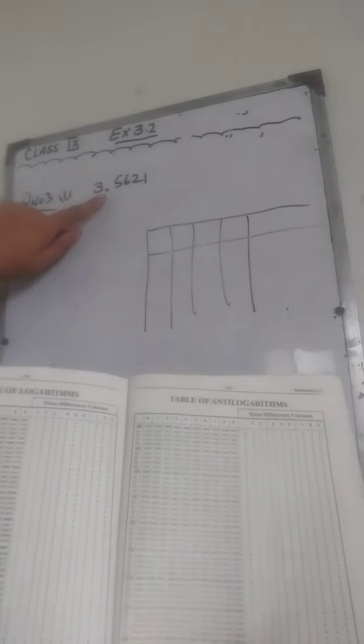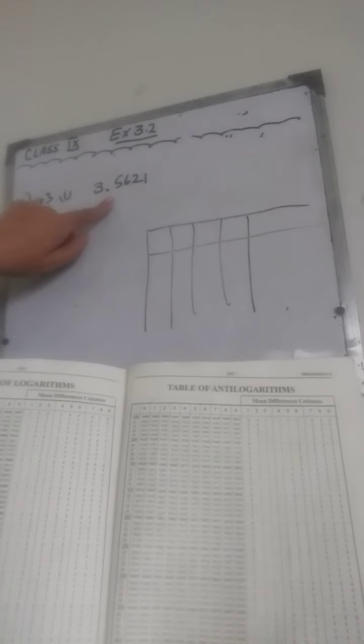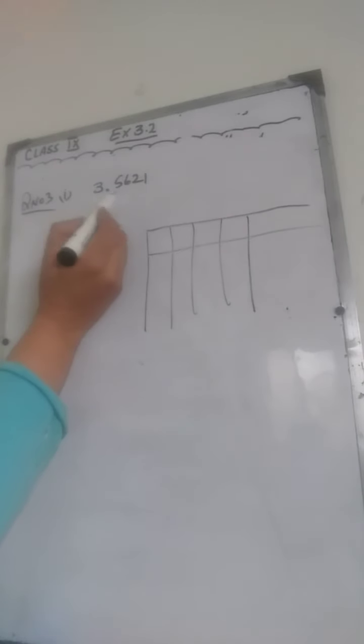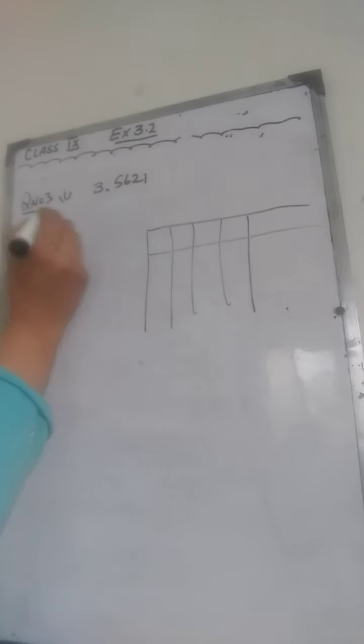Now, these are the tables of antilogarithms. In this, what we do is, we find the decimal point first and then take the 2 digits after the decimal point. Whenever we are given the log of some number, the first number which is written on the left hand side of the decimal point gives us the characteristic.